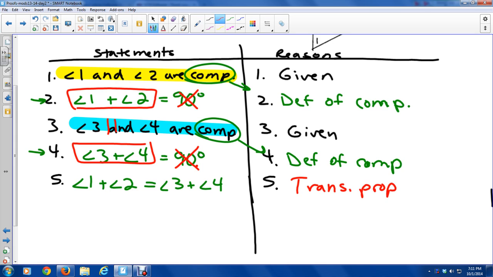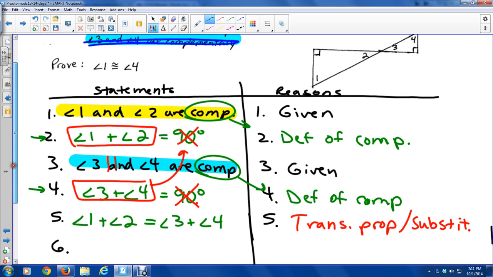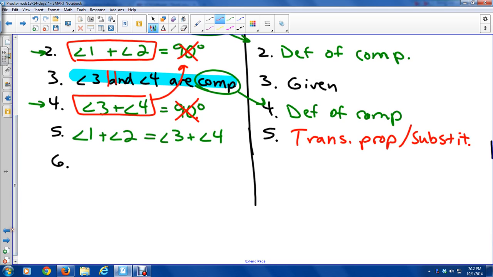The transitive property, and I should note that that also could be the substitution property if you think of it as taking the equation that we have in step 2 and substituting angle 3 plus angle 4 into the 90 degrees since they're equal. So that would be an acceptable answer as well. At this point, I might want to look at what I'm asked to prove. I have a really nice equation here. If we look back up at the proof, it says we're supposed to prove angle 1 is congruent to angle 4. I don't know how many more steps I'm going to need, but I do know that I'm going to need to get down here to angle 1 is congruent to or equal to angle 4.